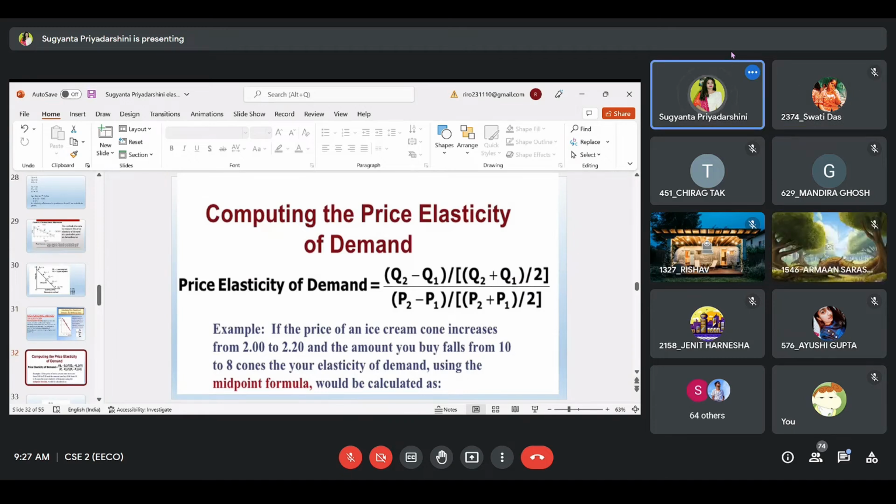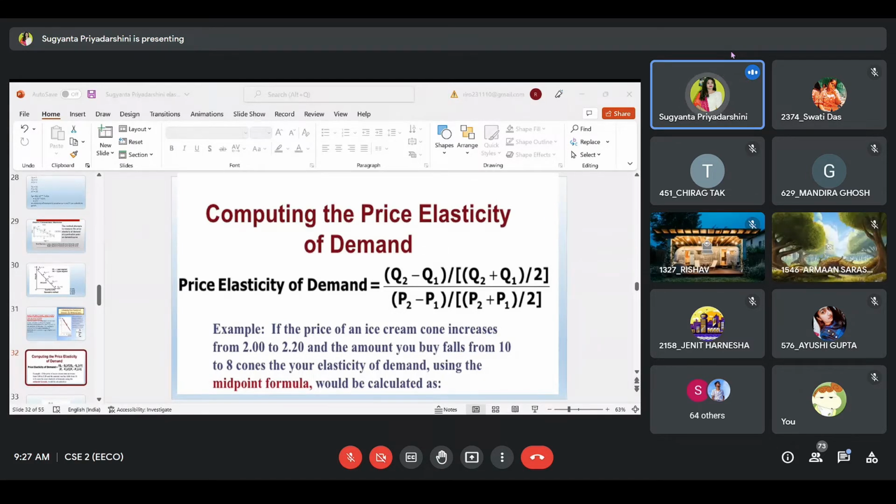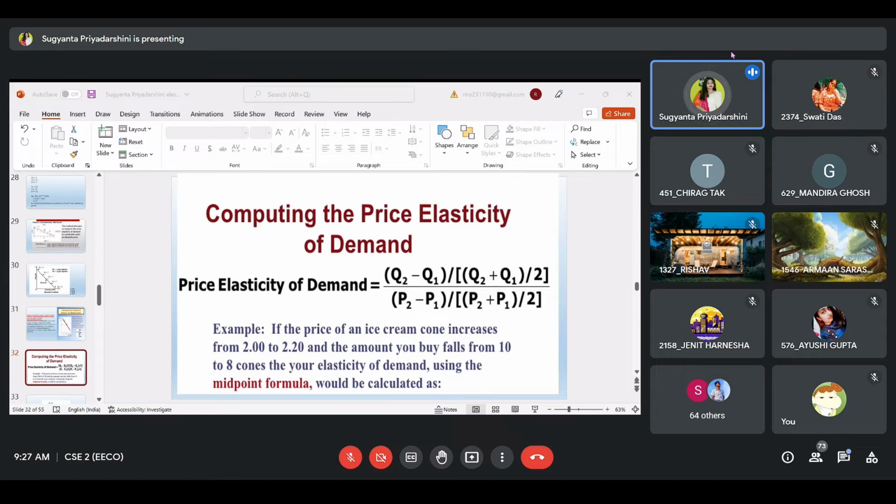Okay, so this is the final formula for your arc method or midpoint method of elasticity. So use this formula, and by using this, you have to solve this question. However, remember one thing, guys: if in the question it is asked to solve it using the midpoint formula, then only opt for that. If it is not asked, then simply use your percentage method to solve it. So find it out, everyone.